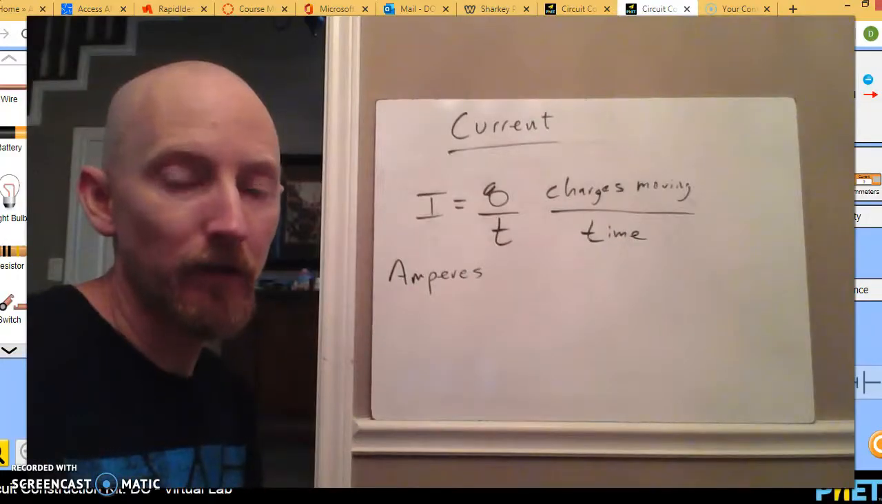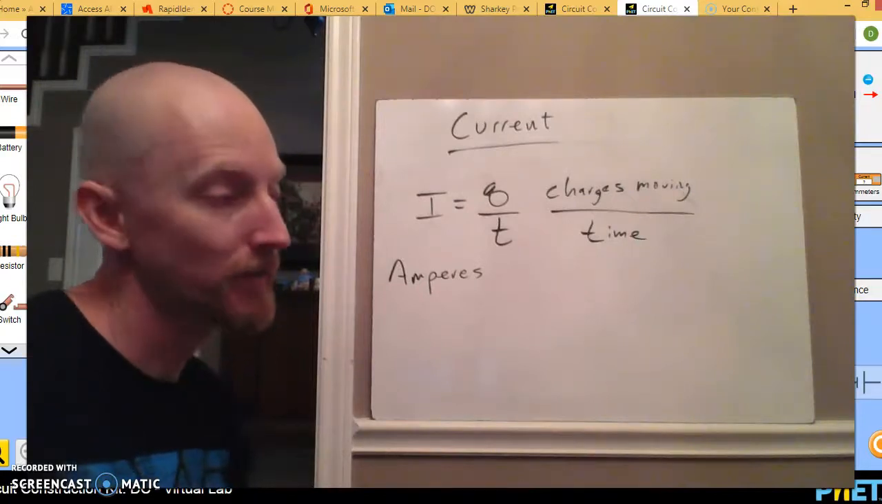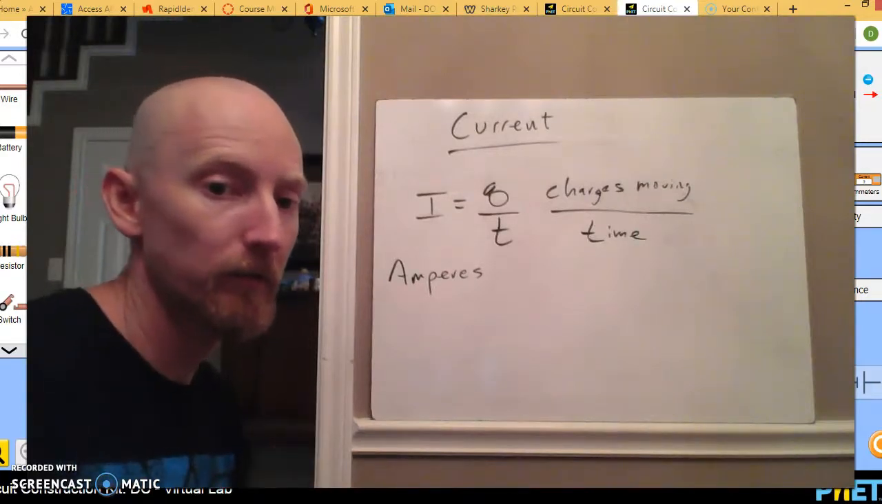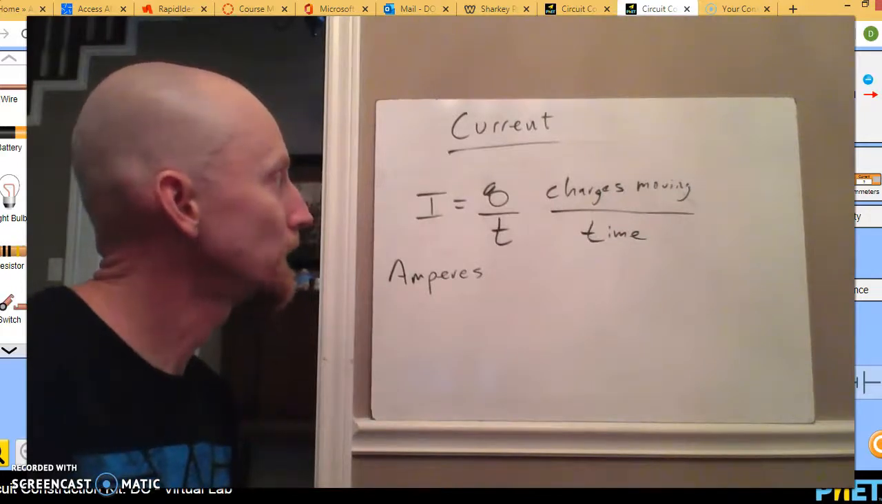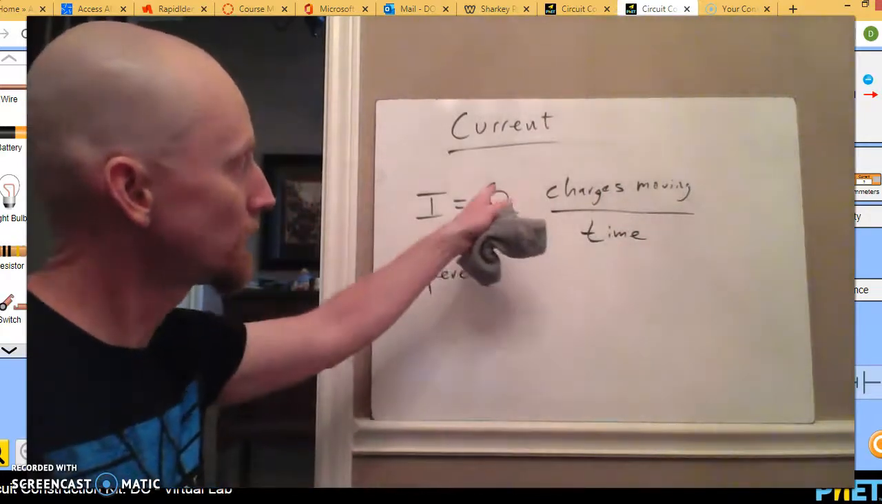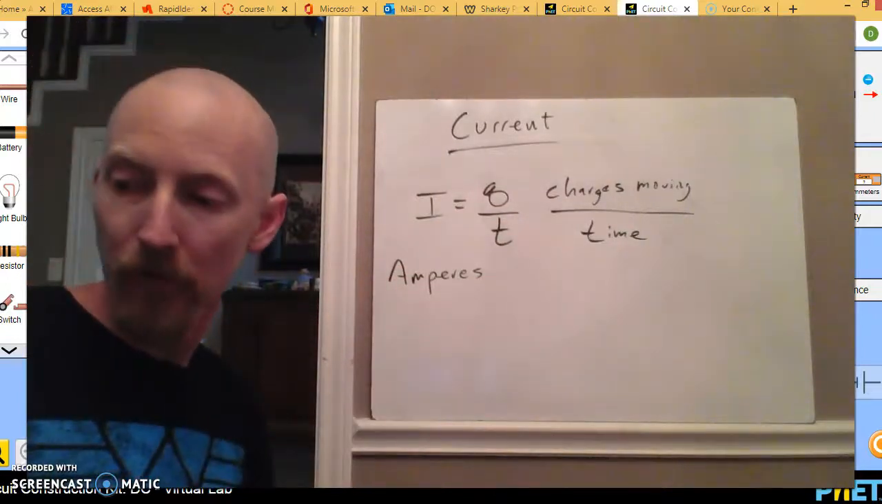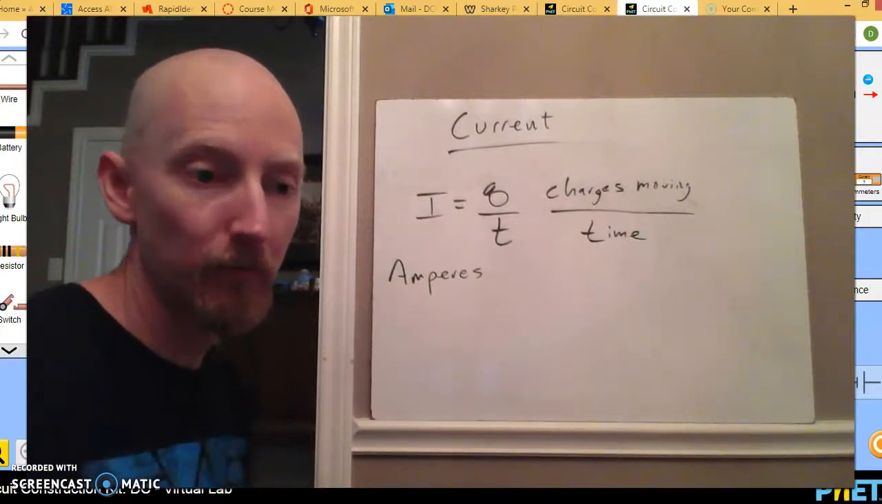Kind of forgot about current. There's an equation for current. This is it. Current is I, which I've never liked, but it is. I is Q over T. And Q, if you remember, we talked about electrostatics. In static electricity, Q is charges. So Q is the number of charges moving in a particular time, and we call that current. Current is measured in amperes, and most people shorten that to just amps.